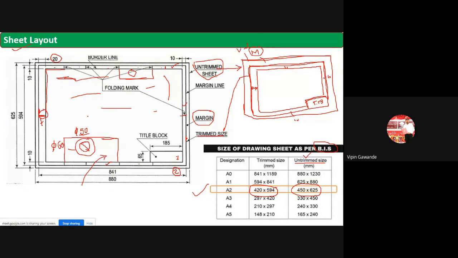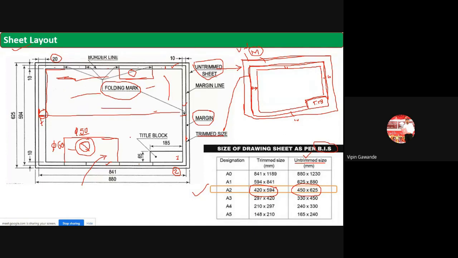Okay, so what have we learned here? We learned about the folding marks. So what are the folding marks for? To fold the drawing sheet, because it is bigger in size, and when you submit the sheet during our unit test, in-sem examination or end-sem examination in offline mode, after the examination you have to fold the sheet. So you have to fold the sheet along the folding marks. Okay, so folding marks are there.